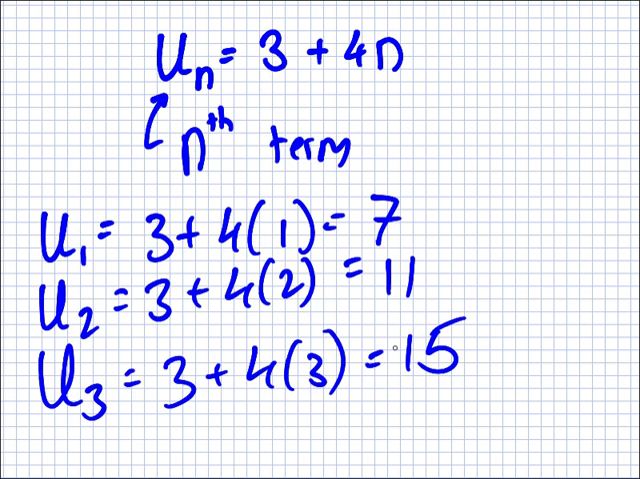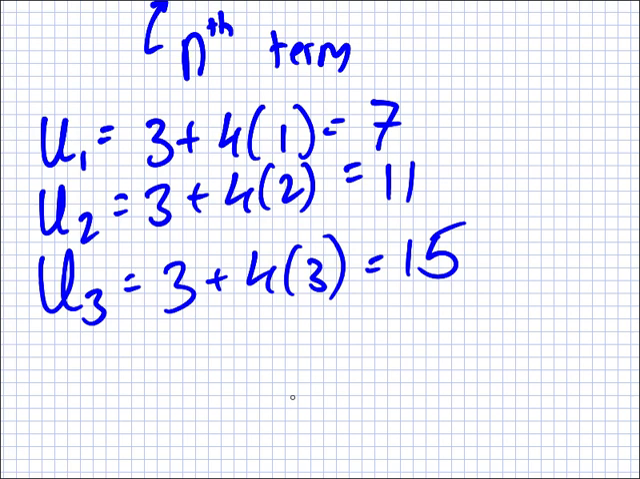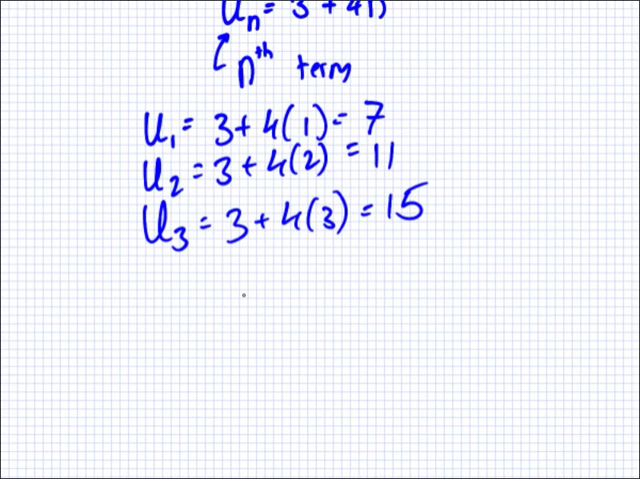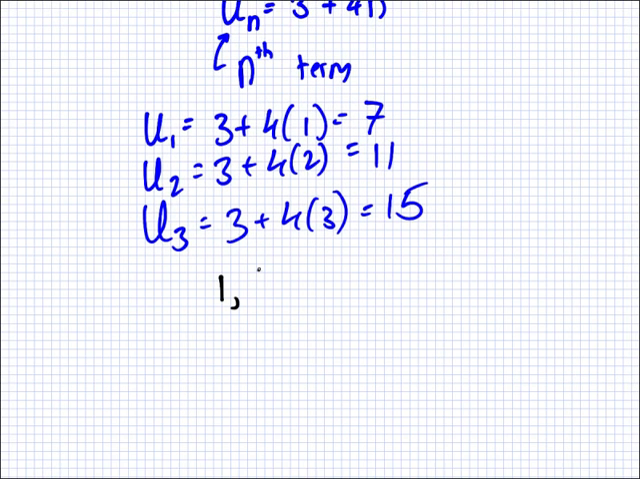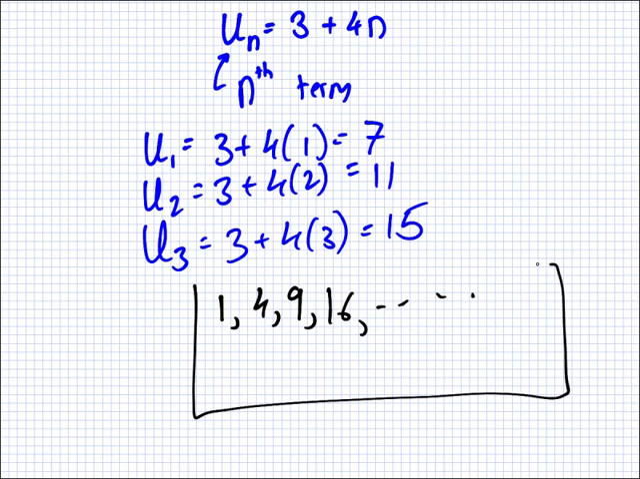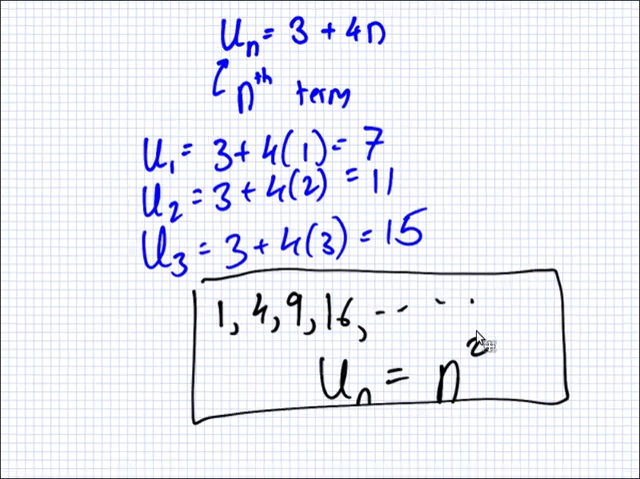So like, for example, I think earlier we did a sequence like this. What was it? It was 1, 4, 9, 16, etc. If you were to write this one as an example in a formula, what would be the formula? Un equals n squared. Yeah?